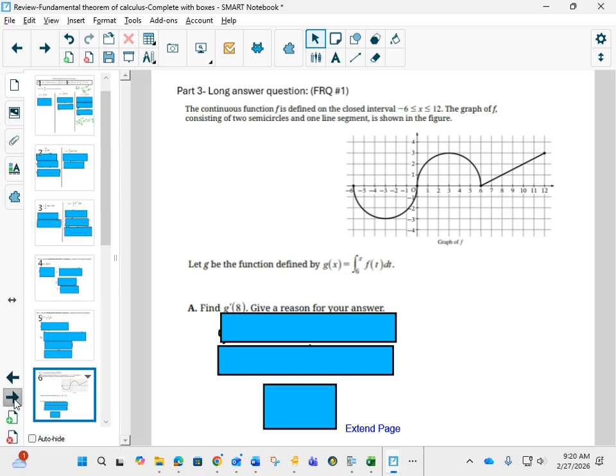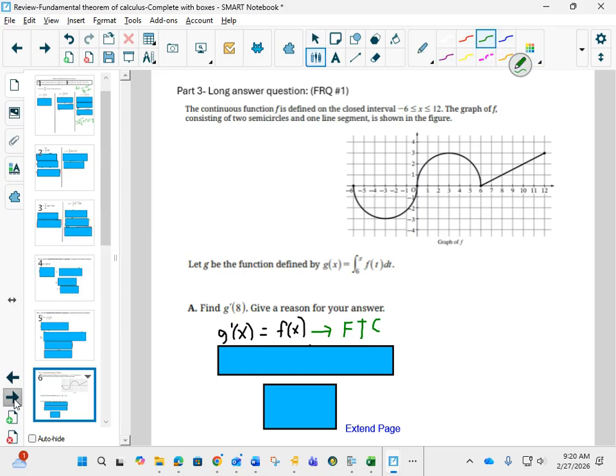So we've got a function here, f. We're told that g of x is the accumulation of change from 6 up to x. So starting at 6, accumulation of change after that. Find g prime of 8. Okay? g prime of x is equal to f of x. Give a reason for your answer.